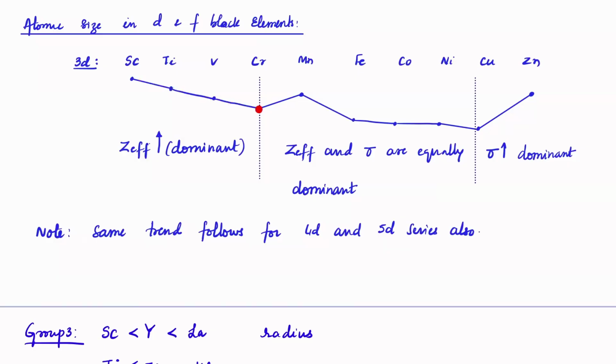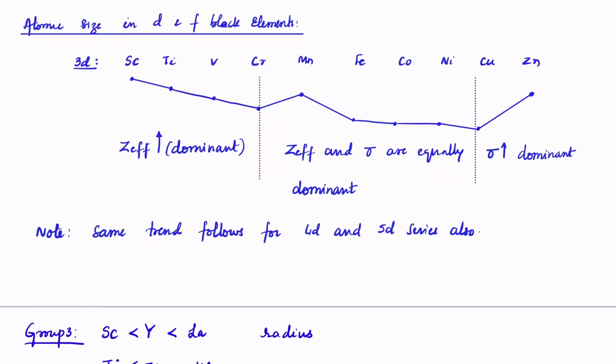From chromium to manganese, there is a slight increase in the size, but from there, it will again start decreasing, but almost maintains a constant between iron, cobalt, and nickel. Hardly much difference, which means any increase in sigma value here and here will compensate by the Z effective value. Therefore, you would almost see a similar Z effective value for iron, cobalt, and nickel.